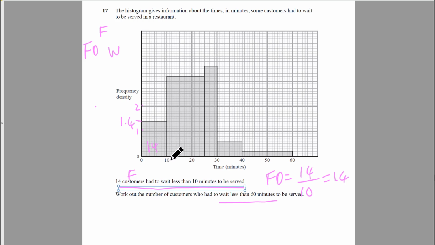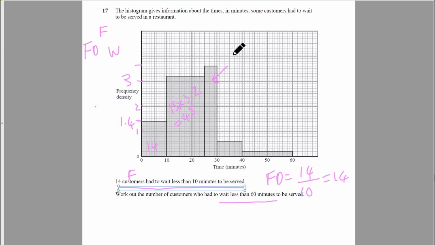This is 15. Now what number is this? That's 3.2, and you can see it's 15. So here we've got 15 times 3.2, which is going to equal 48. 48 customers in this bar. Let's draw an arrow. That's worth 5.